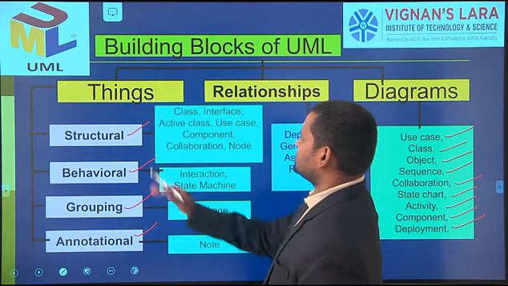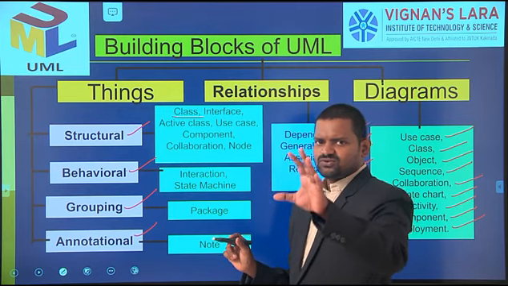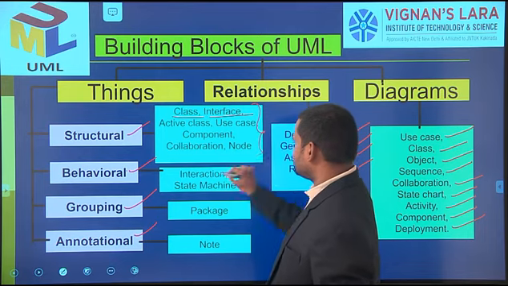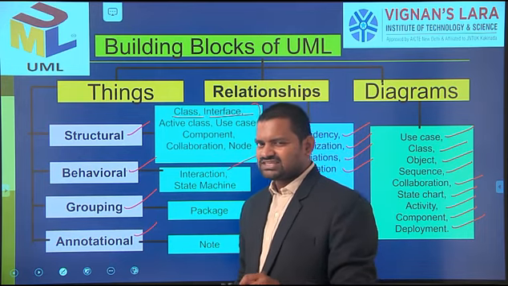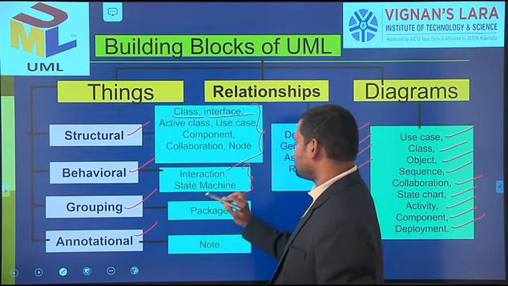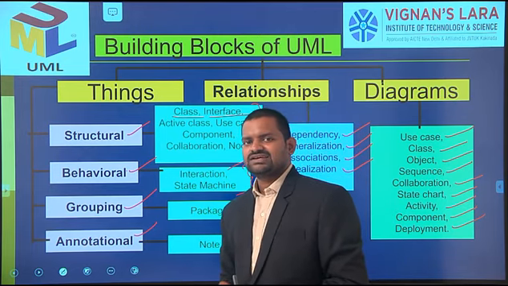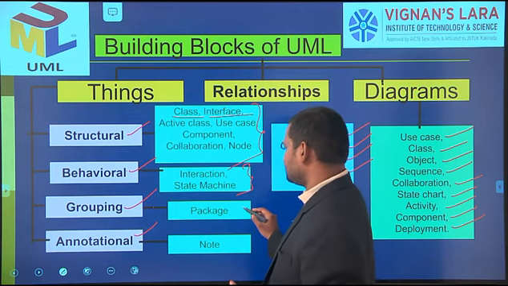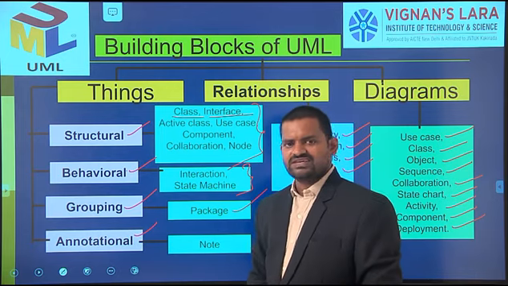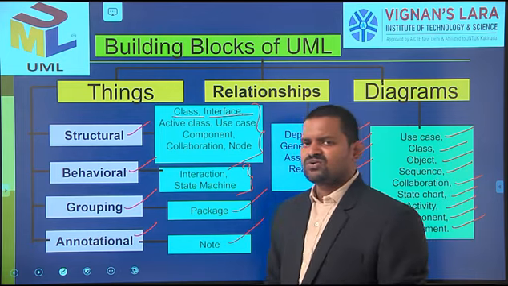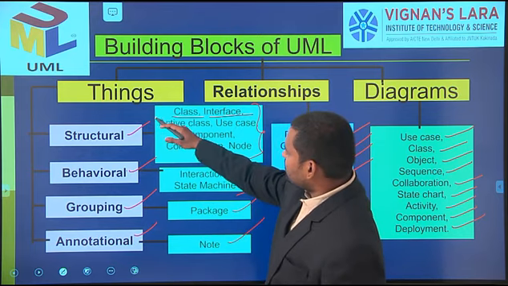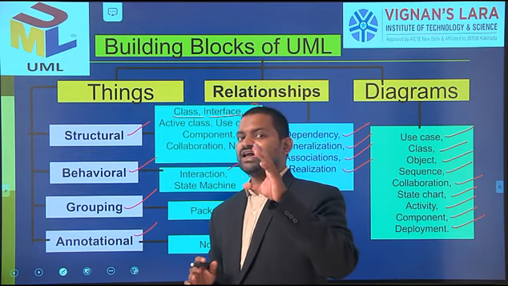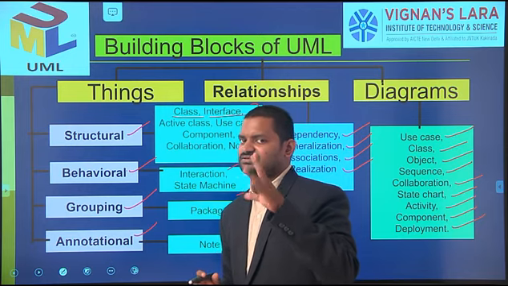Structural things include the class and the interface. How do we represent a class? How do we represent an interface? Likewise, we have to see all these things. Behavioral things are the behavior, interaction and state machine. Interaction is connections, what happens next when you give input. Packages are the grouping things, and note is the annotational thing. We have to see the structural, behavioral, grouping and annotational things in diagrammatical symbols.